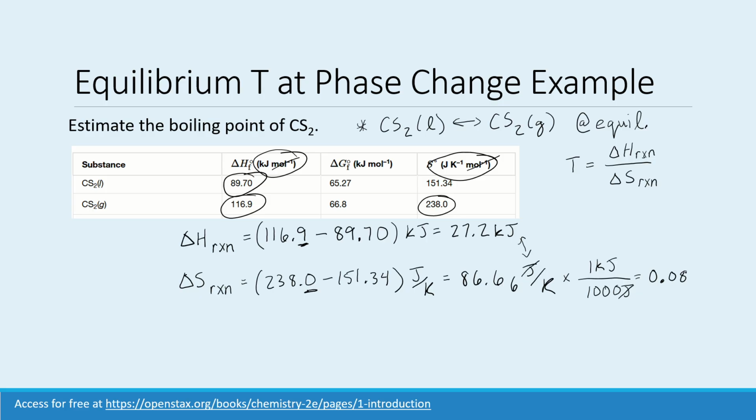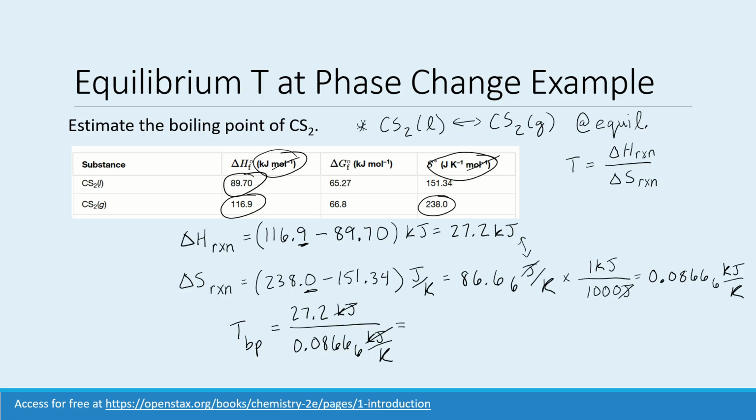Okay, so of course we're moving that decimal place over 3 places to the left, and we get 0.0866 (with a subscripted 6) kilojoules per Kelvin. And now we can plug those into our temperature equation, where the temperature of the boiling point, or the temperature at equilibrium, is going to be the enthalpy value, 27.2 kilojoules, divided by the entropy value in kilojoules of 0.0866 (subscripted 6) kilojoules per Kelvin.